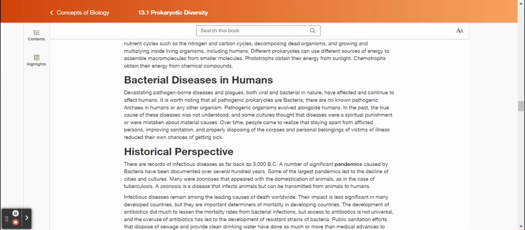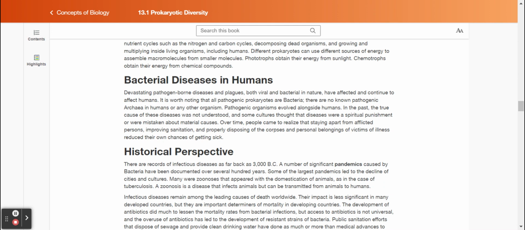Bacterial diseases in humans. Devastating pathogen-borne diseases and plagues, both viral and bacterial in nature, have affected and continue to affect humans. It is worth noting that all pathogenic prokaryotes are bacteria. There are no known pathogenic archaea in humans or any other organisms. Pathogenic organisms evolved alongside humans. In the past, the true cause of these diseases was not understood, and some cultures thought that diseases were a spiritual punishment or were mistaken about material causes.